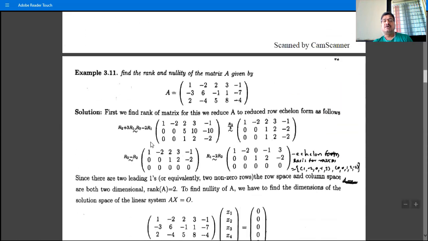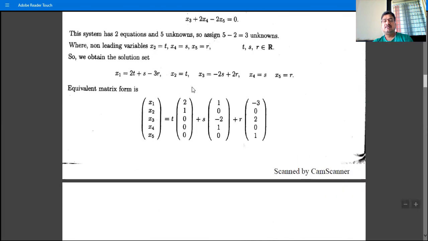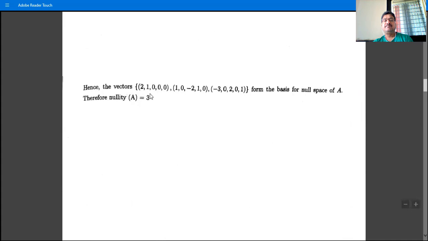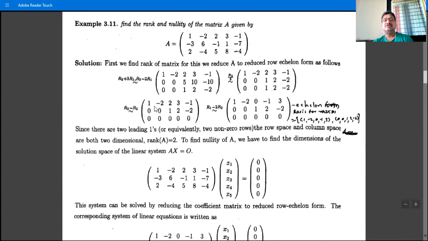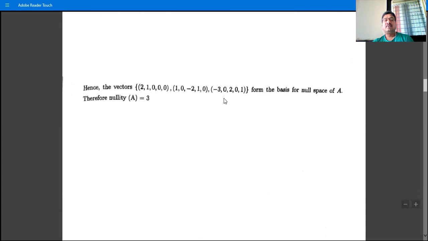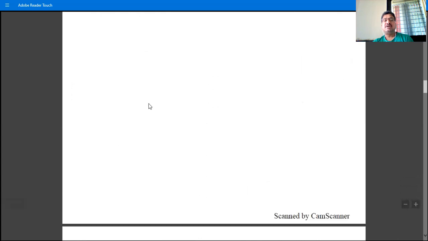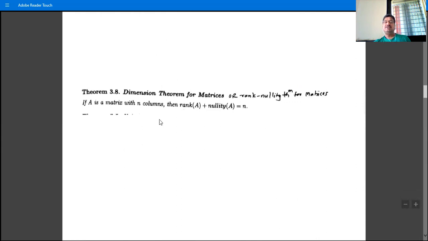And if you observe, the rank of A is 2, and the nullity of the matrix A is 3. If you add these two, rank plus nullity, it is equal to the number of columns in the matrix. There are 2 rows, but there are 5 columns. So the rank of A plus the nullity of A is equal to the number of columns in the matrix, and this is called the dimension theorem for matrices, or the rank nullity theorem.